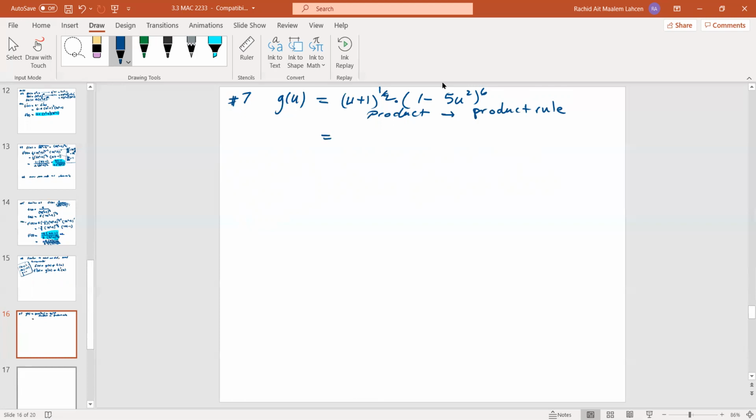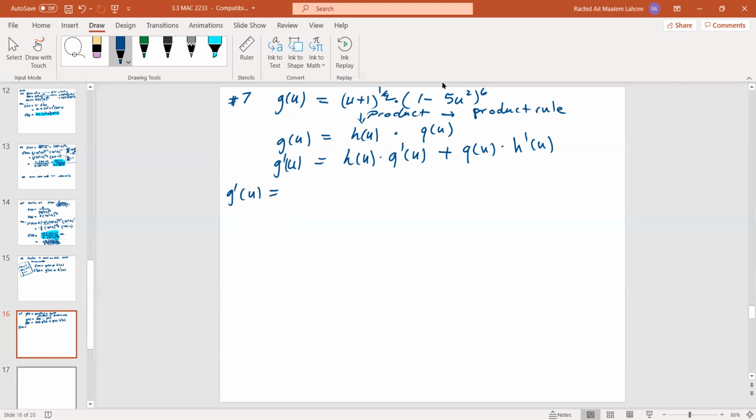So this is just like if I have g of u, and this one, for example, is h of u, and this is q of u. When you do the product rule, you're going to do this first one times this, add, and do this one, all right? So that's how the product rule works. And now we can just go ahead and do each one by itself. So h of u is just u plus 1.